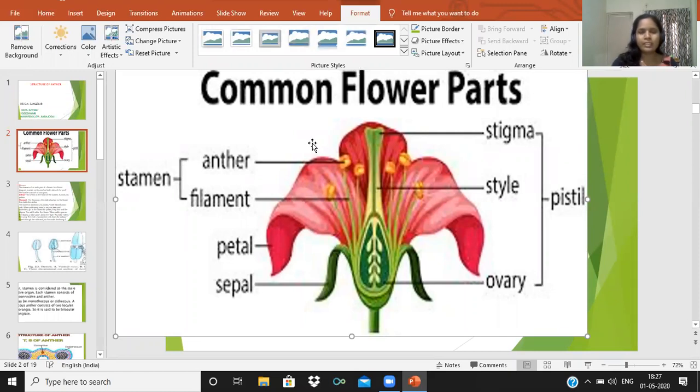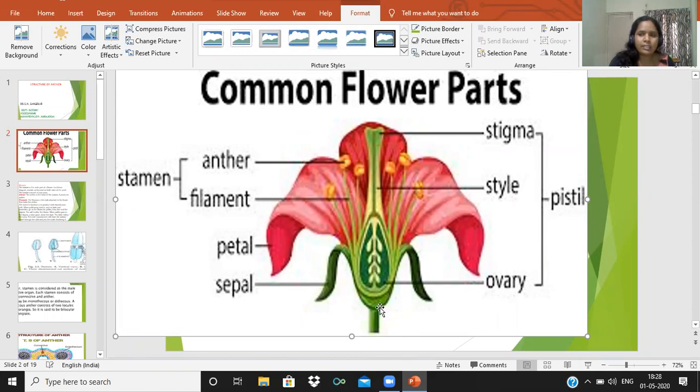Normally, this is the structure of common flower parts. A typical flower has three parts. Which three parts? The first part is the pedicel, the second part is the thalamus, and the remaining whole part is the floral whorl. First, discussing the pedicel: the pedicel is the stalk of the flower.